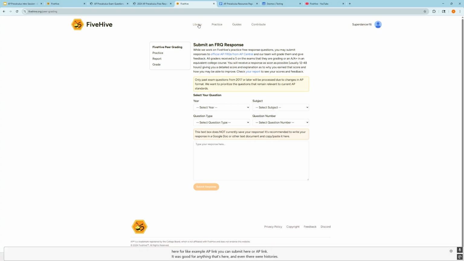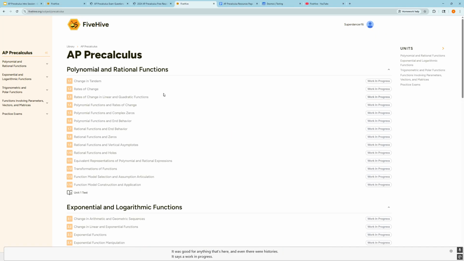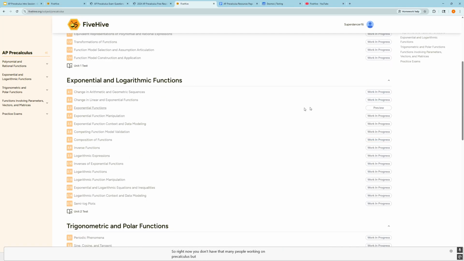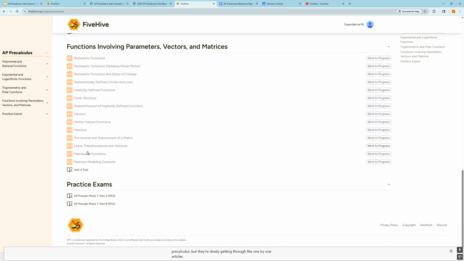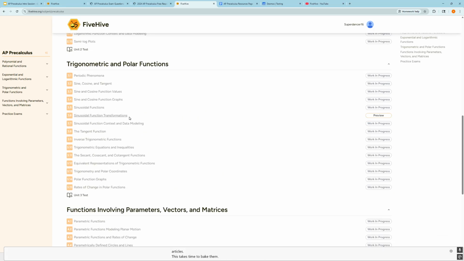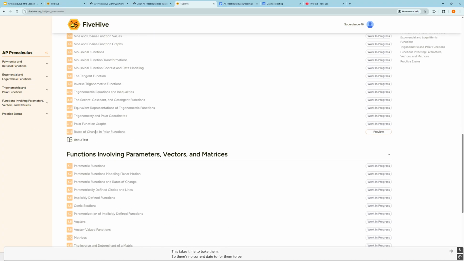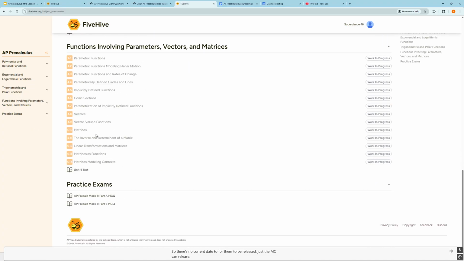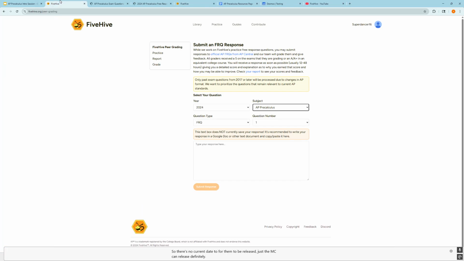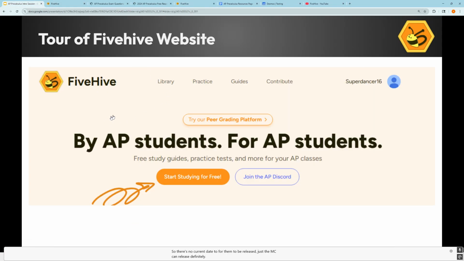It says work in progress. Right now we don't have that many people working on Precalculus, but they're slowly getting through the articles one by one. This takes time to make, so there's no current date for them to be released. Just the MCQs are definitely released this year. So that's the tour of the 5 website. Any questions about the 5 website or 5 in general?